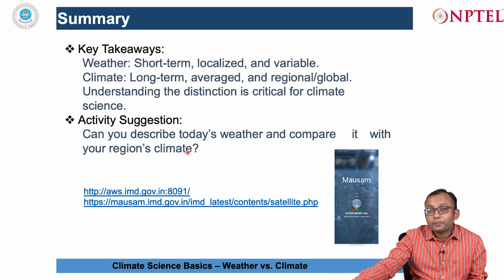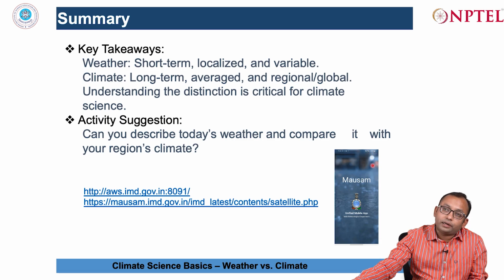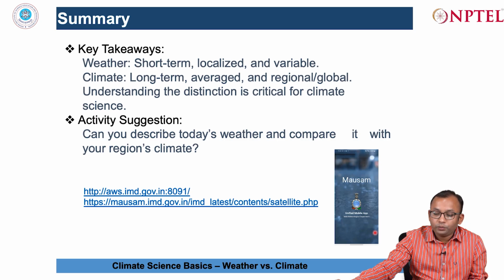You can also look at one app, called Mausam, designed by the Indian Meteorology Department, IMD. It can be used to get an idea about rainfall, temperature, relative humidity, and other meteorological properties as well. So these are some of the activities I have suggested, which you can go through to understand more about the weather and climate system of different regions.